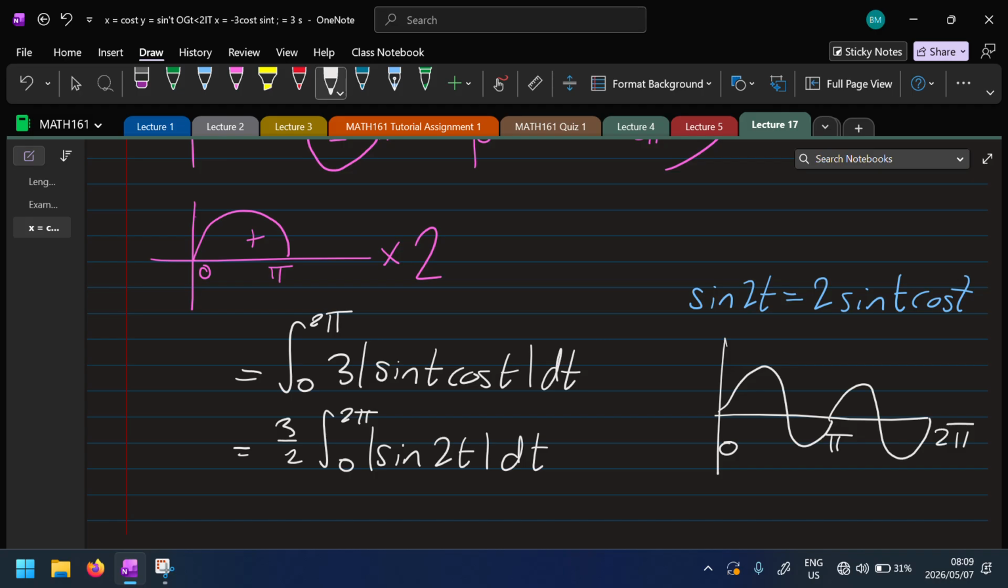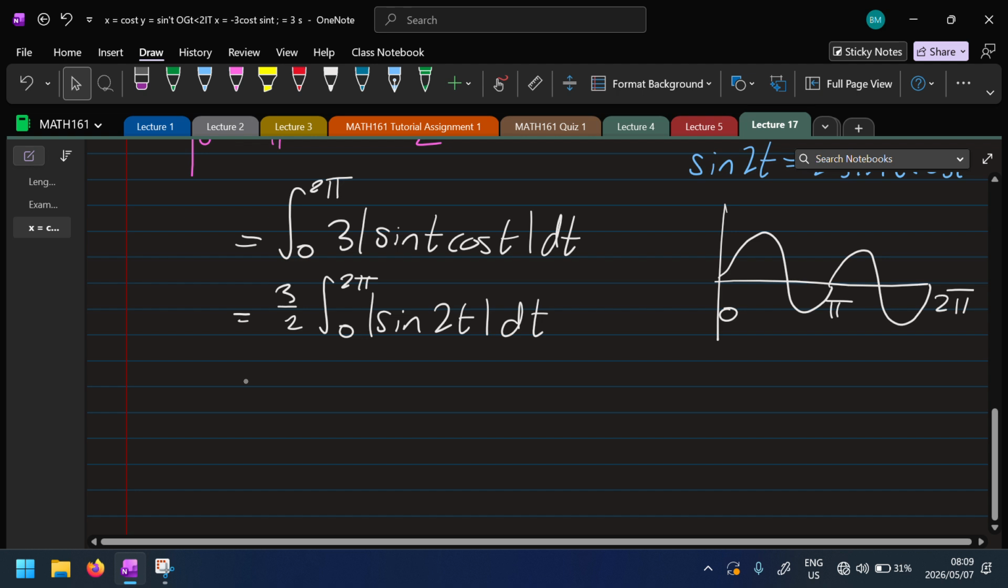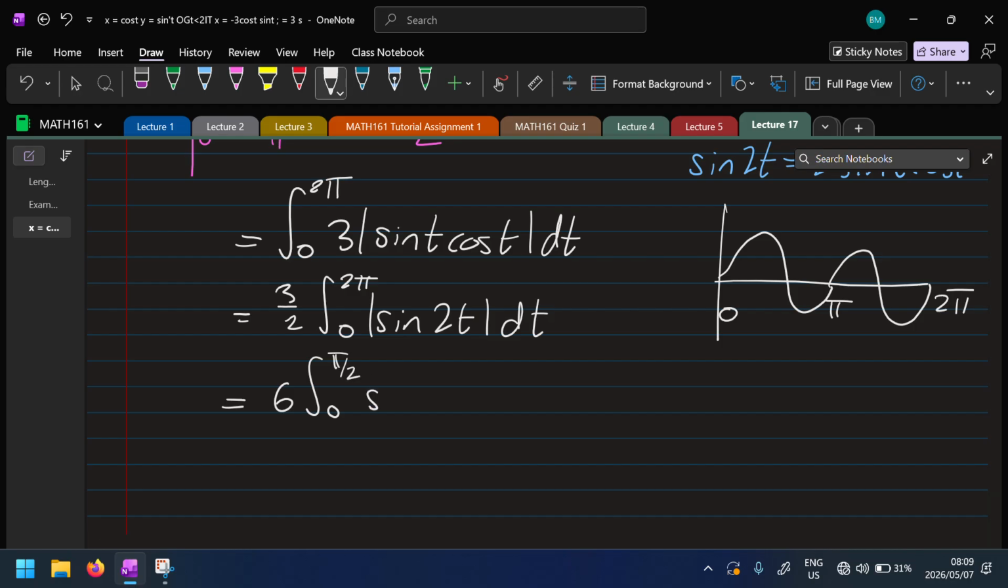So what's this interval for the first bump? Pi over 2. So instead of going from 0 to 2 pi, we're going to go from 0 to pi over 2 and multiply our answer by 1, 2, 3, 4. Does everyone see that? Okay. So this is going to be 6 times the integral from 0 to pi over 2 of sine of 2t dt.